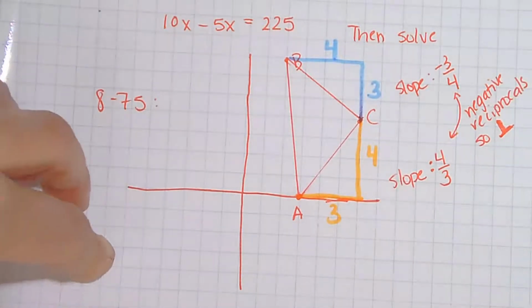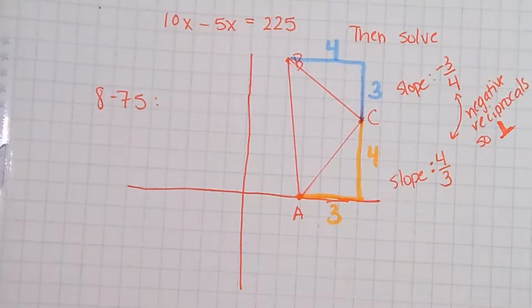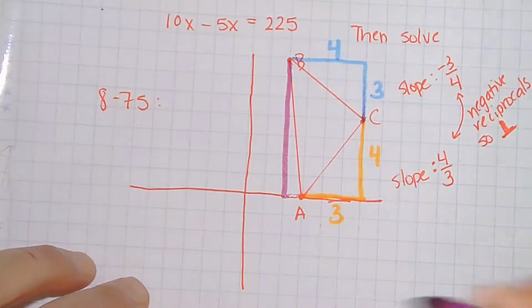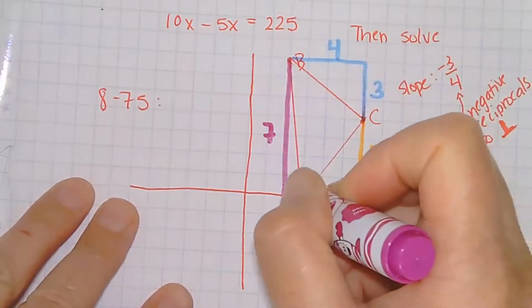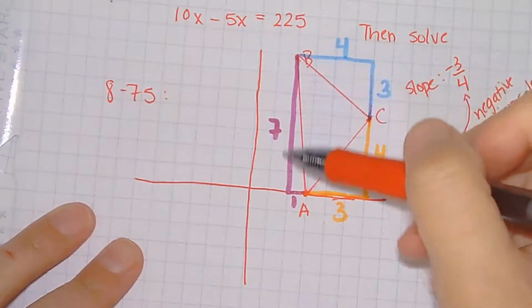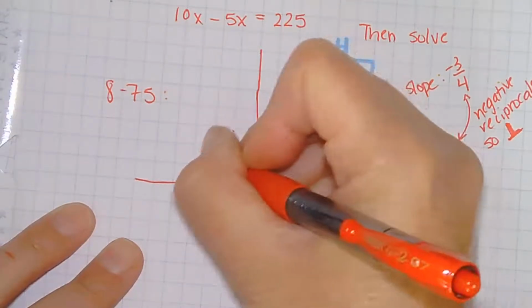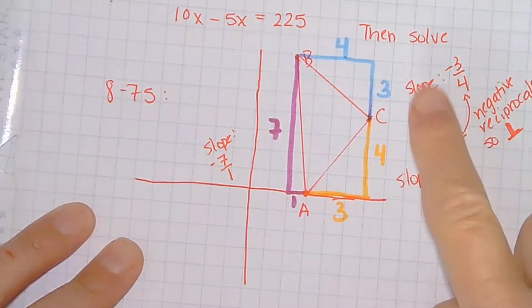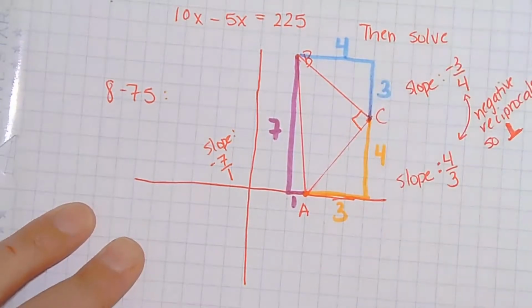Now let me also find the slope from A to B. So from A to B, I'm going from here to here. This distance is 7. This distance is 1. So this one has a slope of -7/1. So that is not the same as these slopes, and it's also not a negative reciprocal. So here, since these are negative reciprocals, that means that this is a right angle.